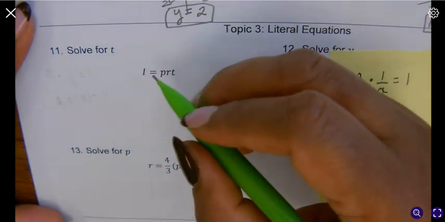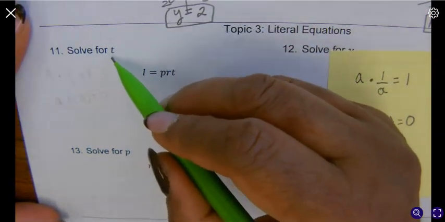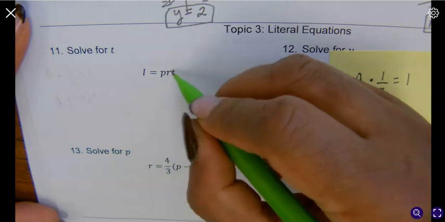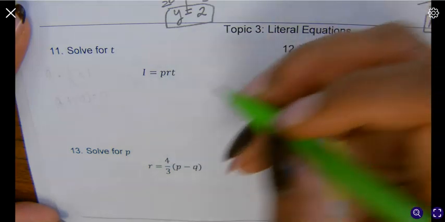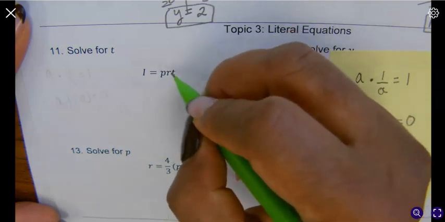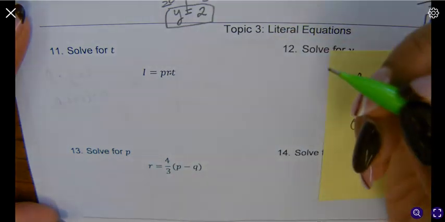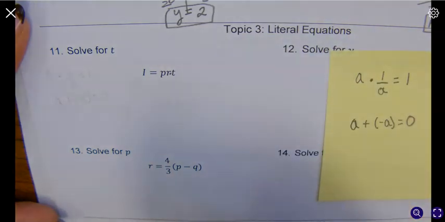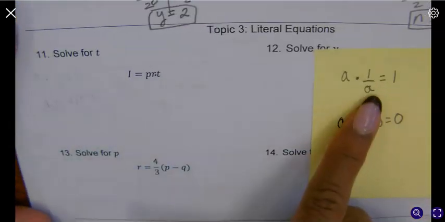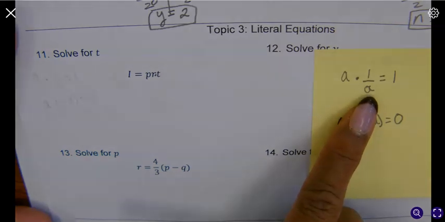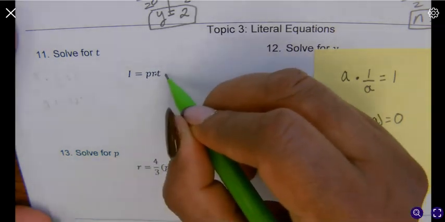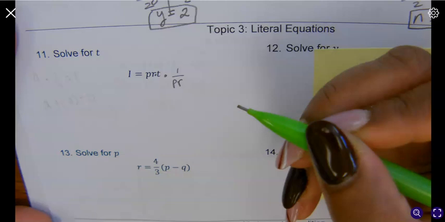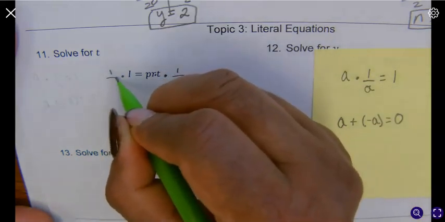Okay, so for each problem, it's going to tell you what to solve for. For this one, it's asking you to solve for t. Find t right there. I need to get t by itself and remove everything. Now I have to look at this very carefully and see that t is being multiplied. So I need to get rid of the PR. To get rid of it, I multiply by the inverse, or in other words, just divide it out. I could look at it like this, multiply by its inverse, which would be 1 over PR. Whatever you do to one side, you have to do to the other side.